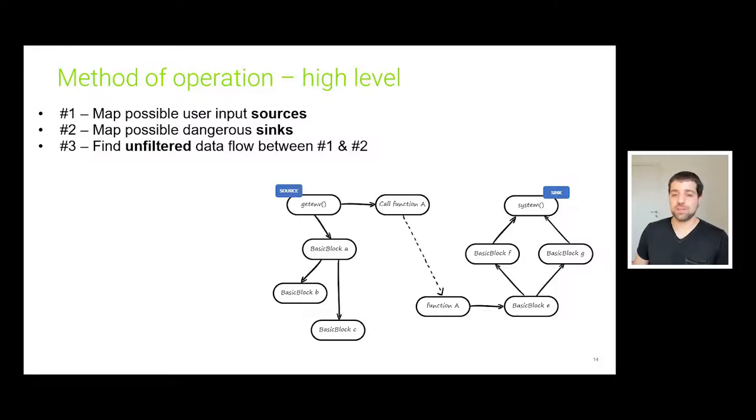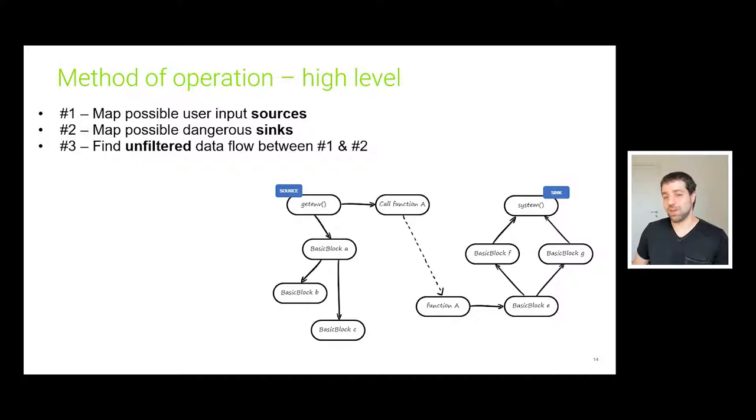And then if that user input flows and it's not filtered on the way, and it flows, for example, to system, the C libc API, then we might have a command injection vulnerability. Because if an attacker controls the input to system, then the attacker can insert malicious shell metacharacters and run whatever command he or she wants.